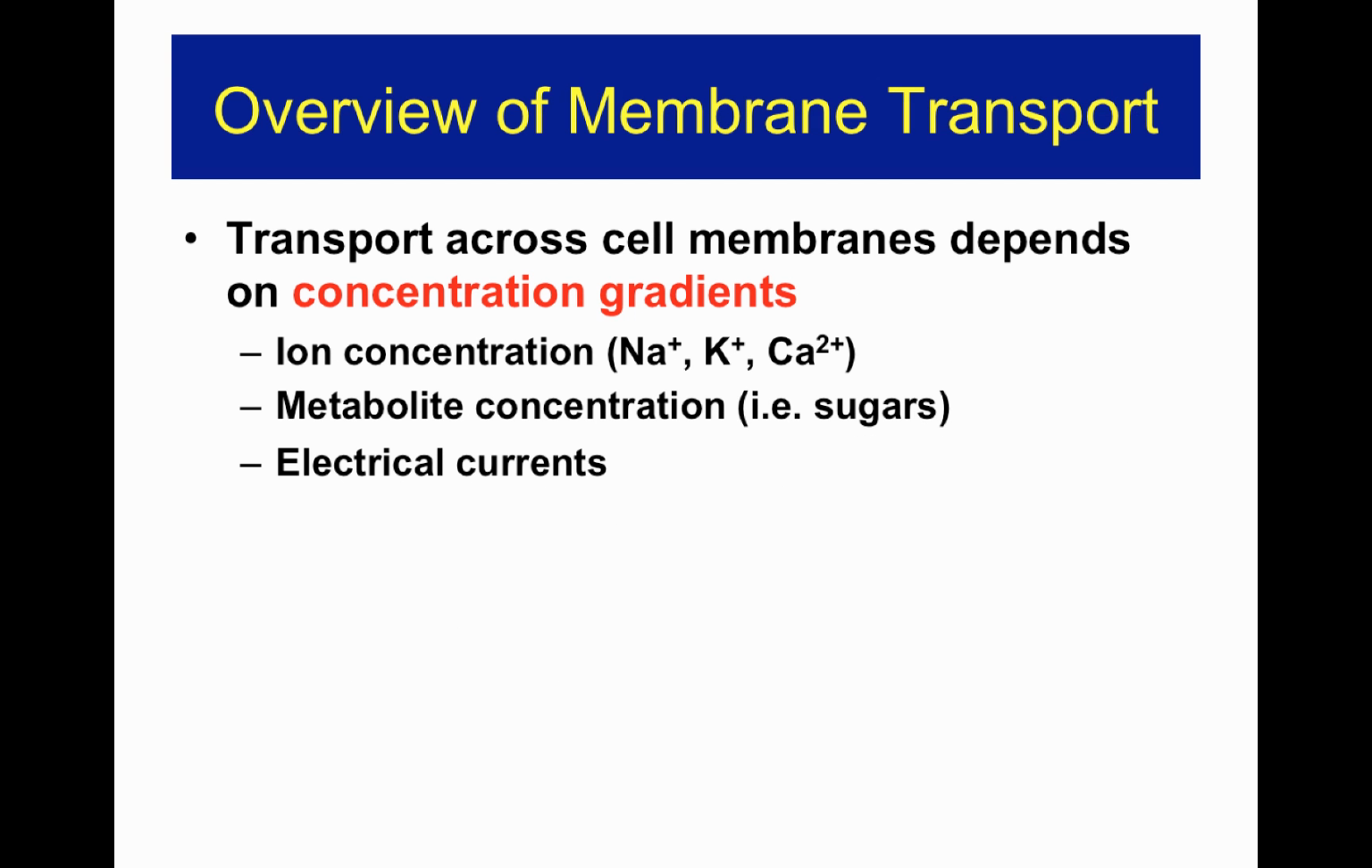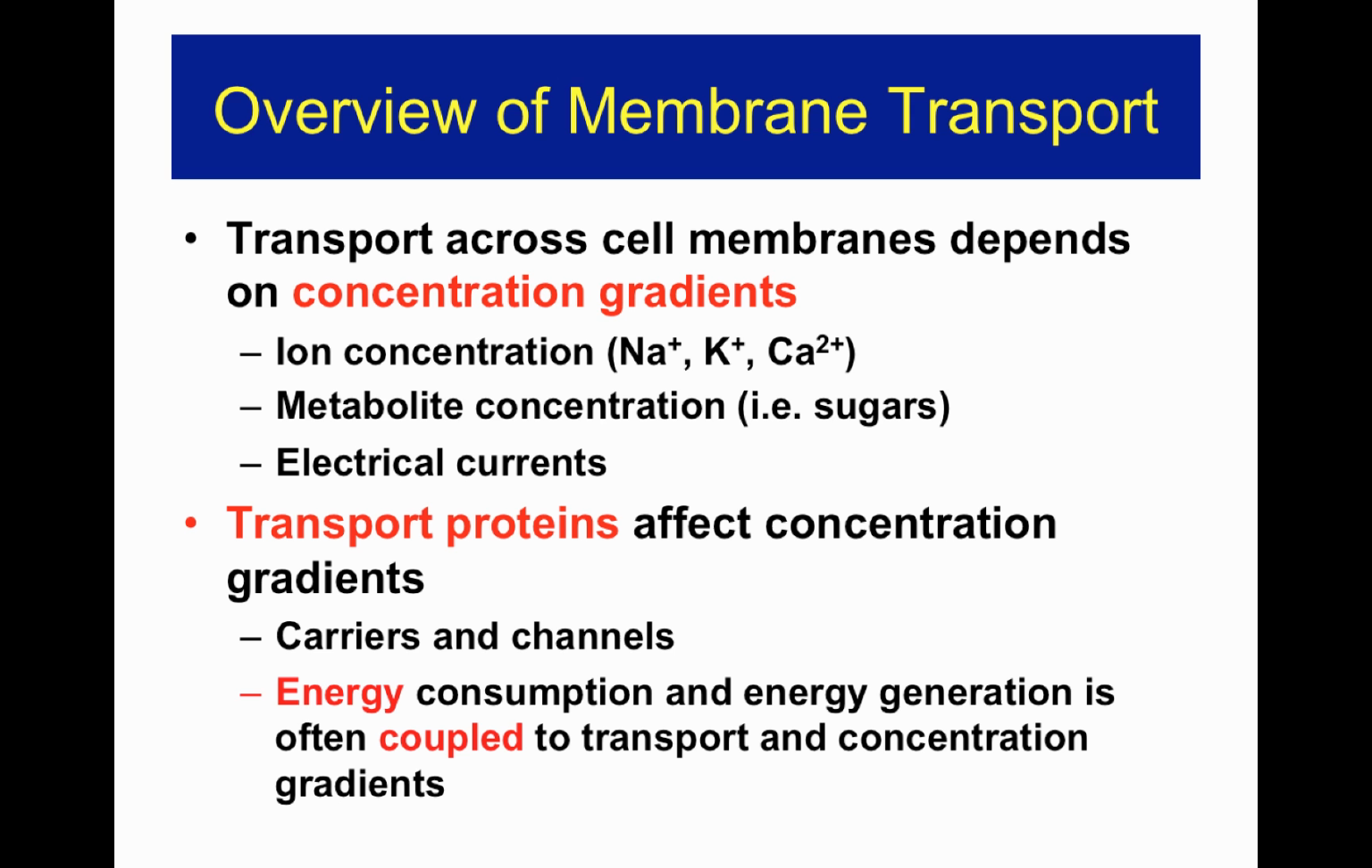So now, let's take a quick overview of membrane transport. The transport across cell membranes depends on concentration gradients of ions like potassium, sodium, and calcium, metabolite concentration, like the concentration of sugars, as well as electrical currents. Those points, the concentration gradient as well as electrical currents, are going to be extremely important when we begin to understand the concept of electrochemical gradients.